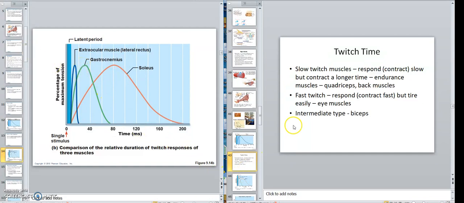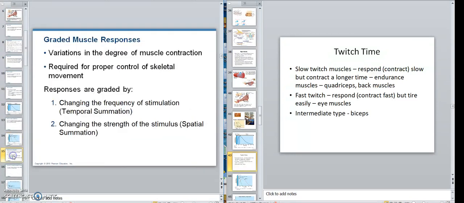Now you say, what's important about this? The slow twitch muscles contract slowly, but they last a long time. They don't run out of energy; they have endurance. That's like your quads, your back muscles, soleus. Biceps is kind of intermediate, but many will call it fast twitch. Fast twitch would be like the eye muscles. They twitch fast because you need fast motion, but they don't have much endurance. So that's what we call different twitch times. All muscles don't have the same twitch time.